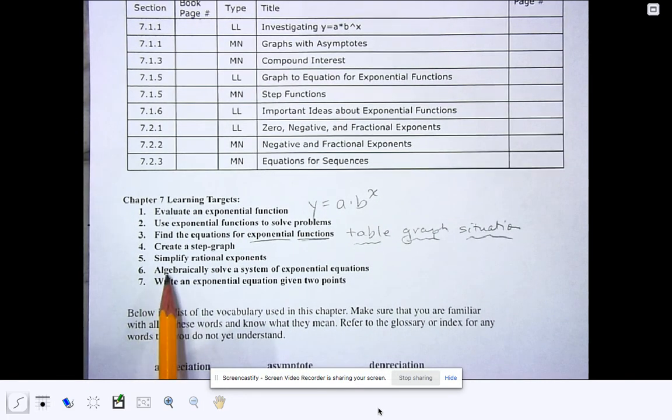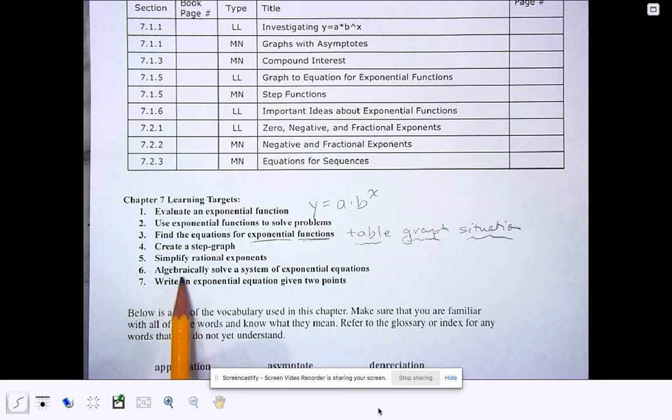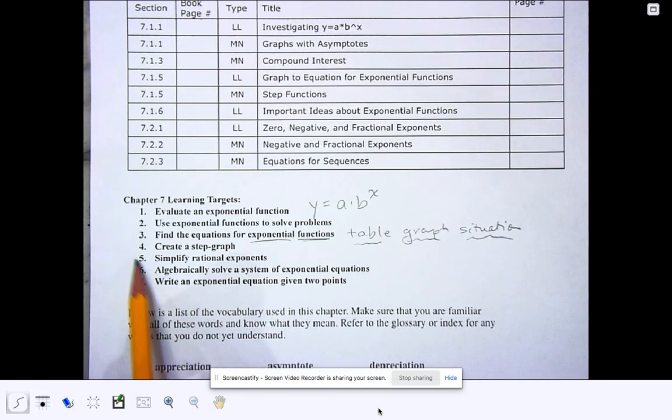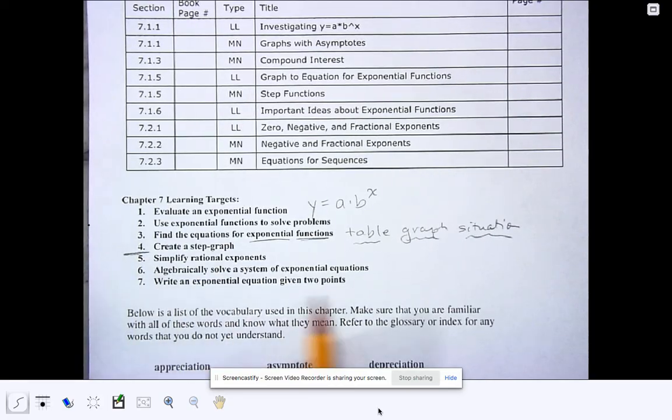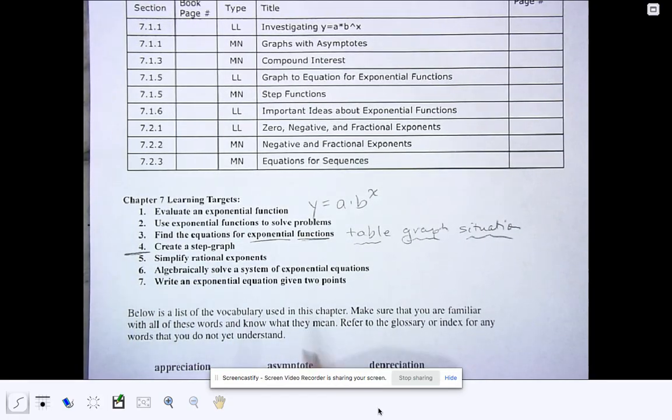Okay, we haven't gotten to simplifying rational exponents. That's coming. We haven't figured out how to algebraically solve a system yet, and we haven't written them given 2 points. We'll have a formula that we'll be using for that.